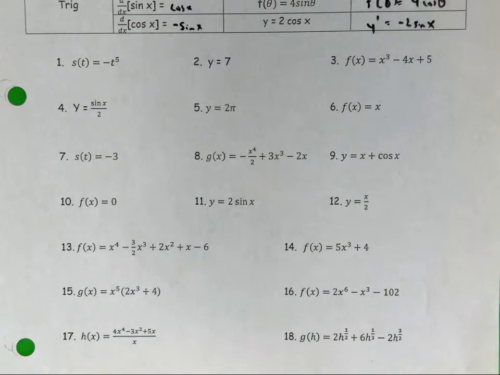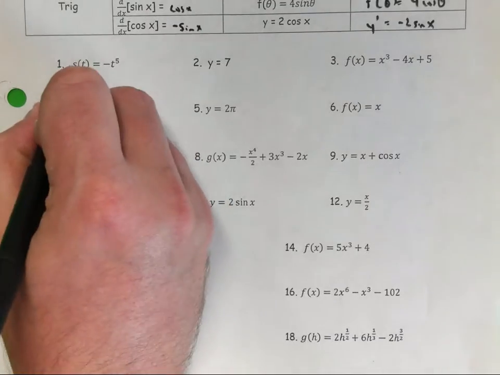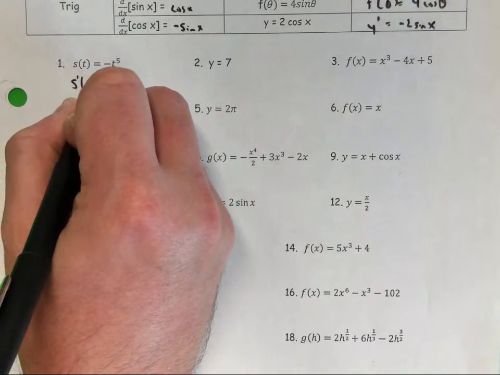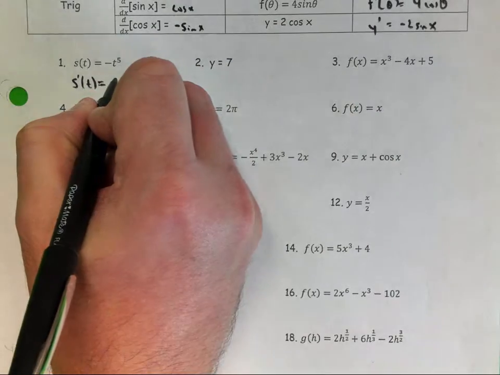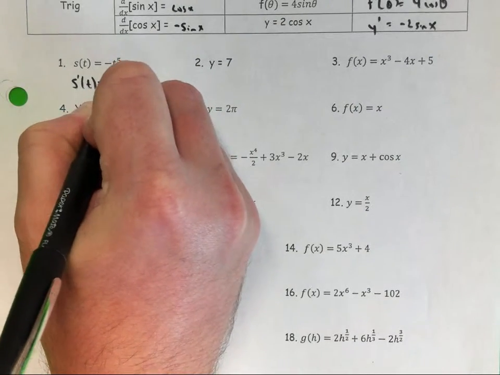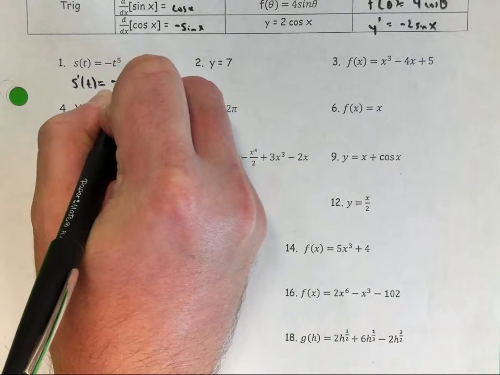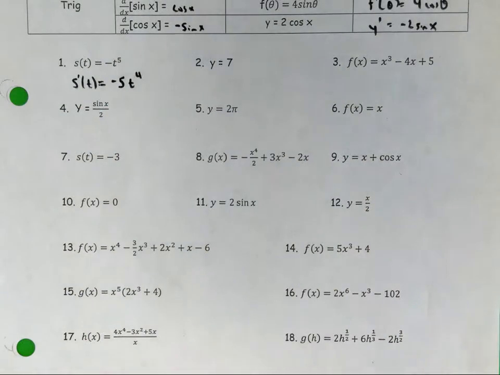Number 1, I'm going to write s prime of t. How will I do this? I'm going to say 5 times what? Negative 1, which is what? Negative 5, t to the what? 4th. That would be your answer. So you bring this down, take 1 off the exponent. Next you're going to learn something called the antiderivative, where instead of subtracting you add. But that's going to come next year, at the end of the semester. Antiderivatives.